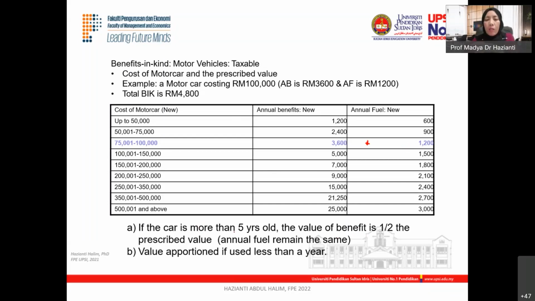That is why, even though the car is more than 5 years old, it's this value that we halve. Let's say he gets a car, but it is more than 5 years old. So we halve it, but the fuel is the same; only the prescribed value is different. Half if the car is more than 5 years. Annual fuel remains the same, value apportioned if used less than a year.